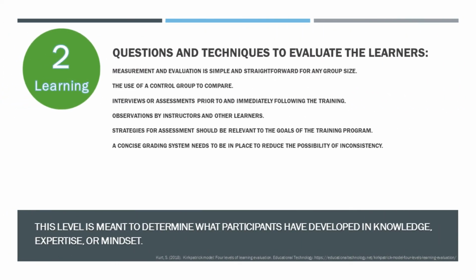Detailing Level 2 informs us that this level is meant to determine what participants have developed in knowledge, expertise, or mindset. Some helpful questions and techniques are: measurement and evaluation is simple and straightforward for any group size. The use of a control group to compare. Interviews or assessments prior to and immediately following the training. Observations by instructors and other learners.